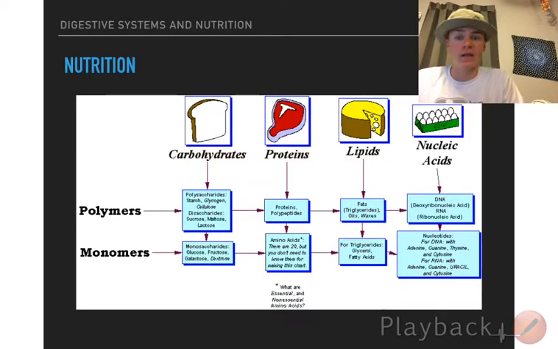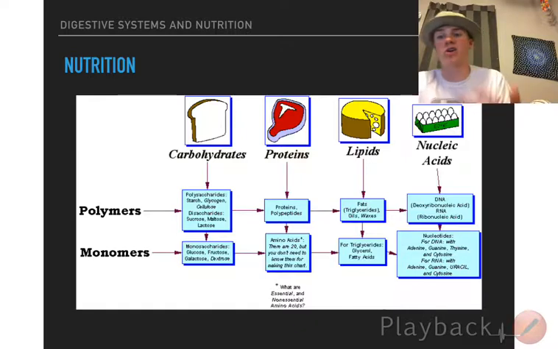Lipids are broken down to fats, aka triglycerides, which are like oils and waxes. And for our triglycerides, glycerol and fatty acids are the last thing they can be broken down into before they go across the plasma membrane. And then the nucleic acids, broken down into DNA and RNA. And then the nucleotides within that are adenine, guanine, thymine, and cytosine. And the RNA has adenine, guanine, uracil, and cytosine.